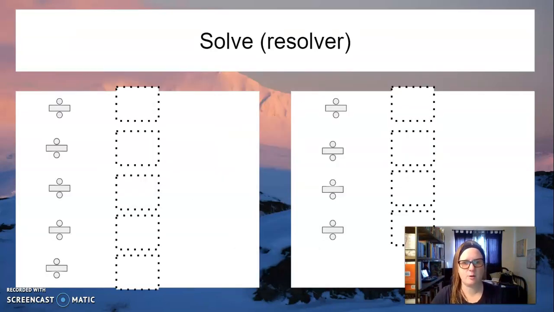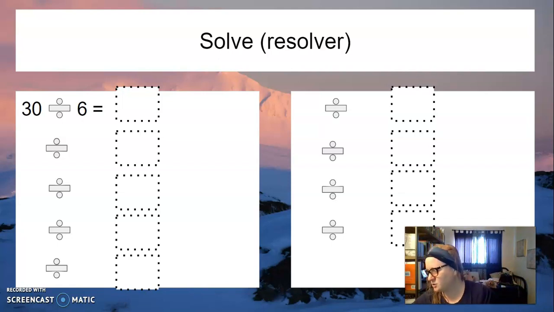So here's your math warm-up today. They are all division problems. So just a reminder of how to do division. Let's go over 30 divided by 6. So basically what we're trying to find is how many groups of 6 does it take to make 30?